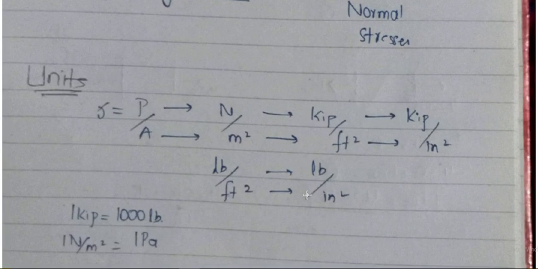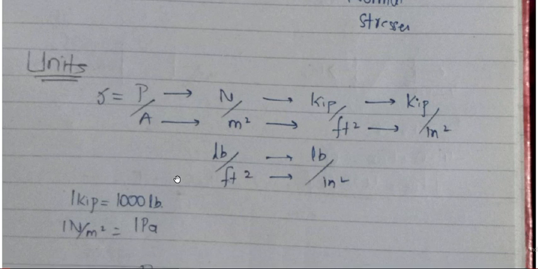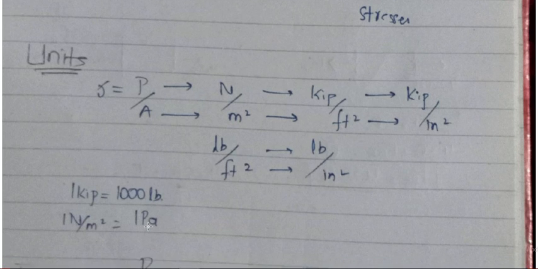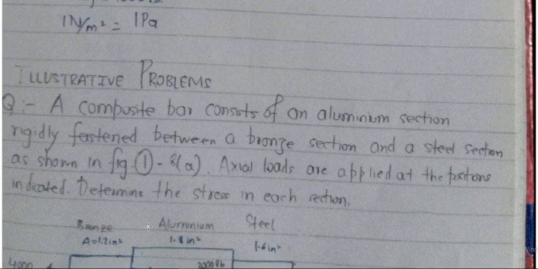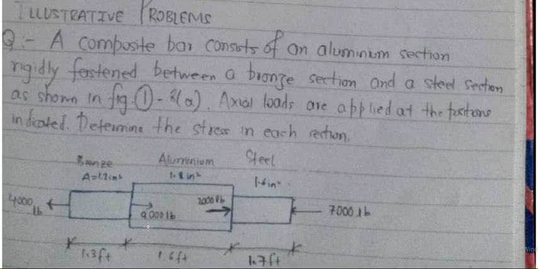So now let's discuss the unit. What is the unit of this stress? We know that force can be represented by Newton and area can be meter square. So one of the units of stress is Newton per meter square. It can also be represented with kip per foot square, kip per inch square, or lb per inch square. It depends. Some important conversion units: 1 kip is equal to 1000 lb, and 1 Newton per meter square equals 1 Pascal. Okay, now let's move to a problem.